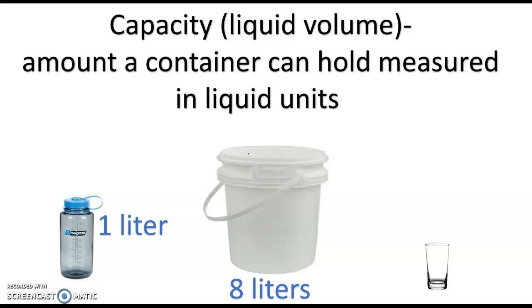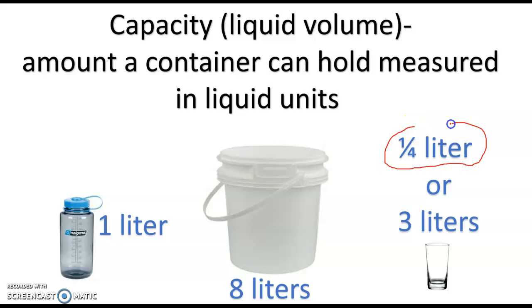Now take a look at this water glass. It's a lot smaller than this water bottle. Would you guess that it's 1/4 of a liter or 3 liters? Estimating 1/4 liter makes way more sense because 1/4 is smaller than 1, and we know that this water glass is smaller than this water bottle. So 3 liters just wouldn't make sense because that would mean it's 3 times the size of the bottle.